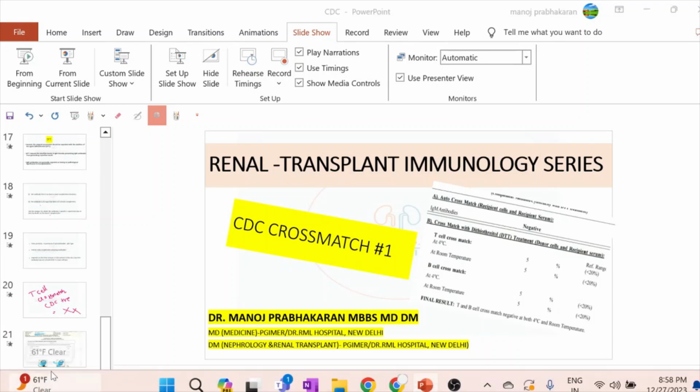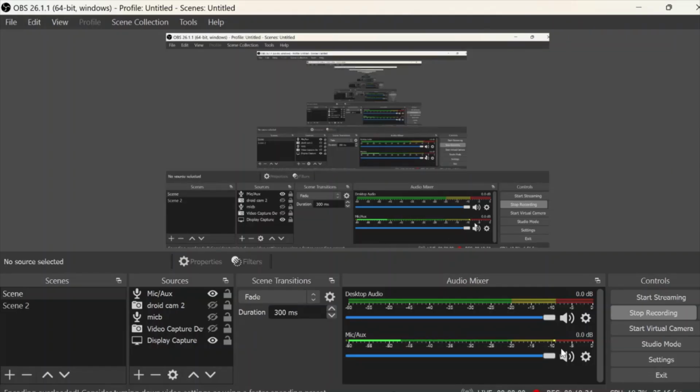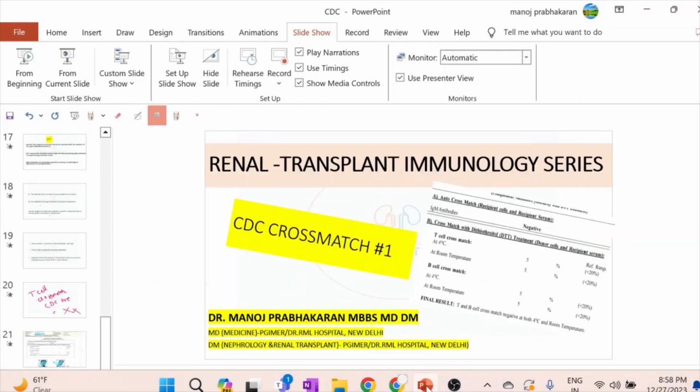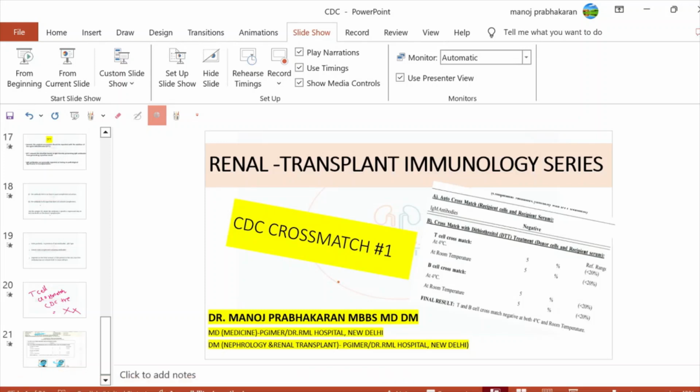Currently that is also important. And what is the importance of the flow cross match? Importance of the flow cross match, importance of CDC, we'll see in the subsequent video.